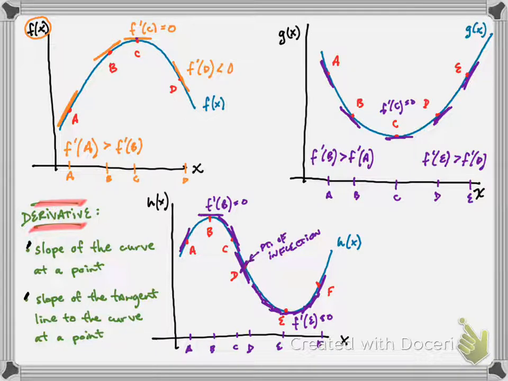And we'll talk in more detail about that as we progress through the course. But I want to just point out the fact that f prime of D, on this interval here, is where the derivative is most negative.